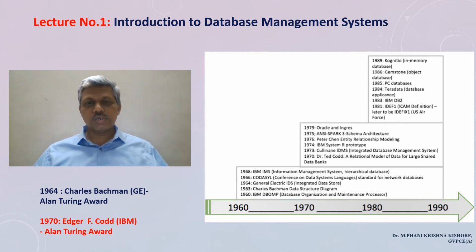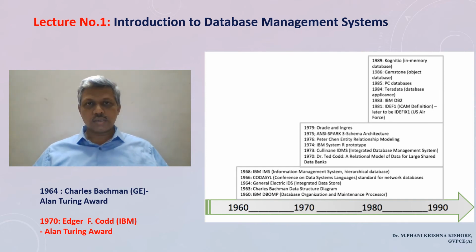Based on his structure, several companies started creating software like Oracle. Oracle and Ingres came up with their own software based on the RDBMS model in 1979. Even now, Oracle is one of the front runners and top leaders in RDBMS software. Later, in 1983, IBM came up with DB2, which is again based on RDBMS. And after that, several variants have come up.